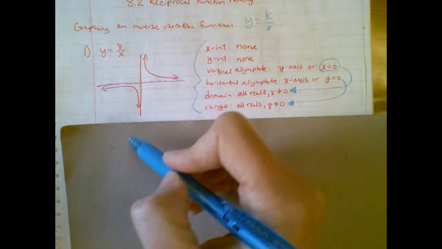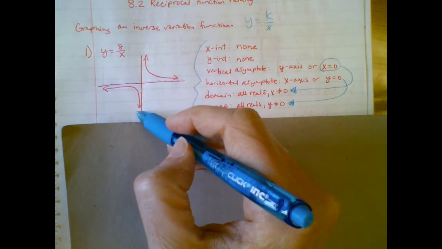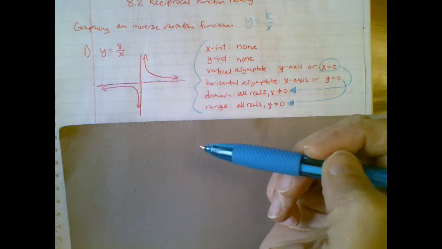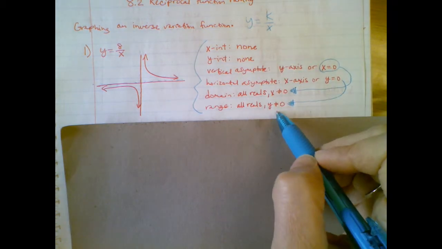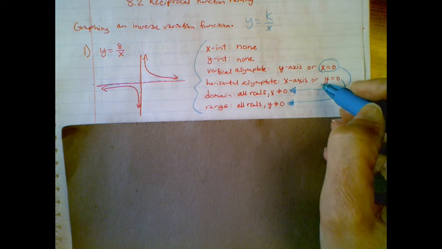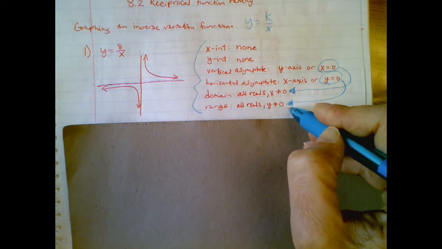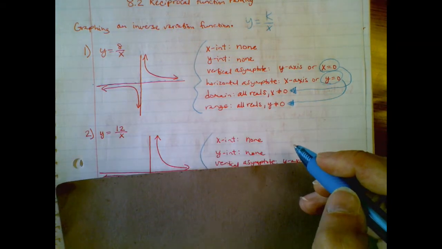And then my range is my possible y values. It keeps getting higher and higher, it keeps getting lower and lower, but right here at 0, there is a jump in my graph. So it's all real numbers, but y cannot equal 0. Again, I have an arrow connecting these because whatever my horizontal asymptote is, that is going to be my restrictions on my range. Alrighty, let's take a look at this next one.